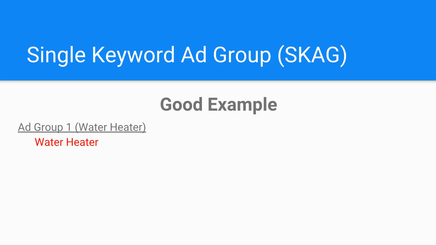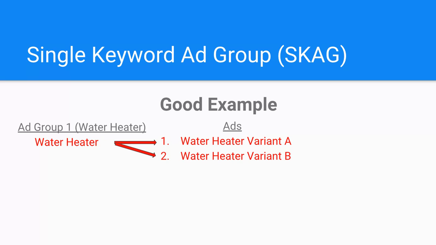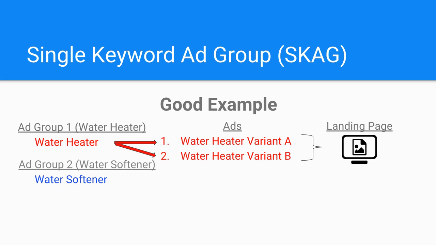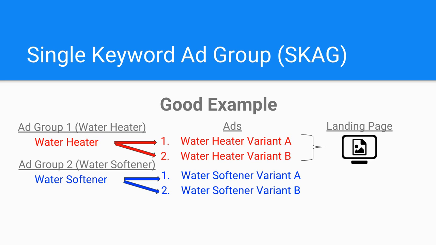So with water heater, we would create an ad group just for that one keyword. Then we would create 2 ads, and both of those would be about water heaters. So regardless of which ad is triggered, it's going to be relevant to that keyword, and we can direct the ad to a landing page that is specific about water heaters. Then we would create a second ad group and put a single keyword in there, water softener. Again, we'd create 2 separate ads, and both of them would be about water softeners, so we can ensure, regardless of which ad shows, it will be relevant to our keyword water softener. And we would then send that to a landing page related to water softeners specifically.